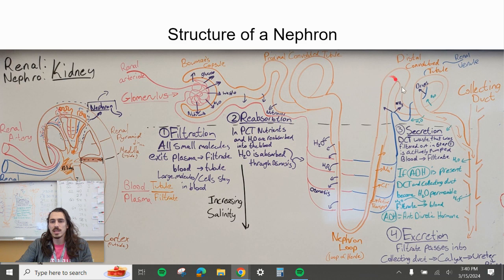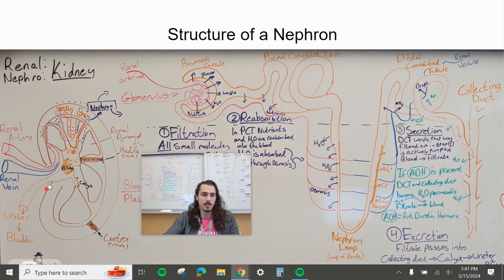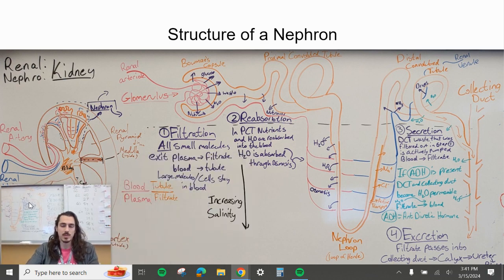Then what's left of the filtrate collects into these collecting ducts. You can see that it branches off to a bunch of different nephrons. Each of your kidneys has about 1 million nephrons. And then that collecting duct will go down to a calyx, which will then go to your ureters, which is over here. And your ureters connect to your bladder. So that's where the urine goes.